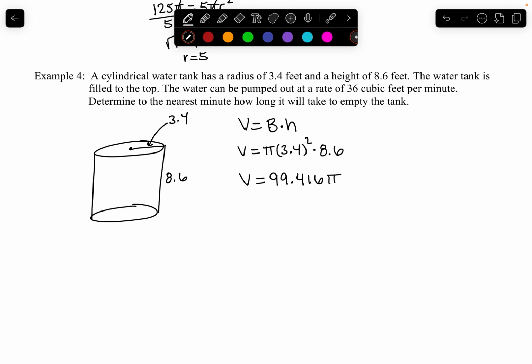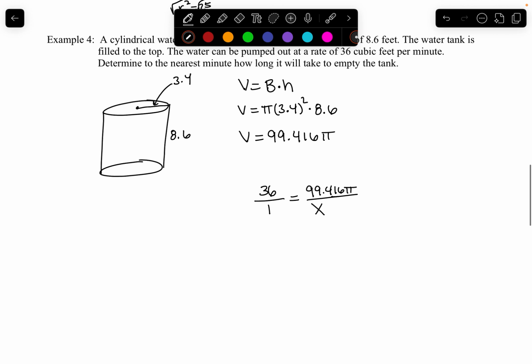Now the water is being pumped out at a rate of 36 cubic feet per minute. Okay, so if I can pump out 36 feet of water in 1 minute, how long will it take me to pump out 99.416 pi of water. So we are going to do in parentheses, we've got 99.416 pi, close the parentheses, divided by 36. And you get to the nearest minute, it'll take approximately 9 minutes to empty our water tank.